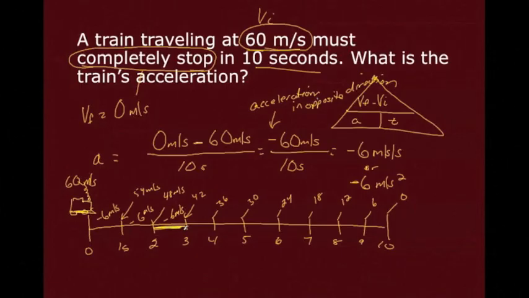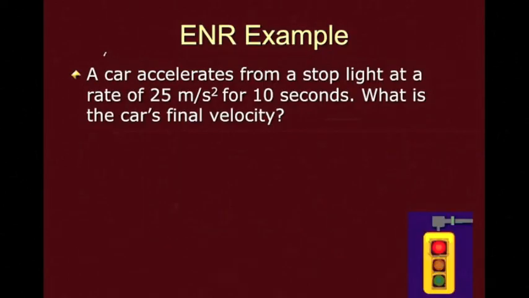Now, just so you know, you're going to remember that acceleration in the opposite direction is indicated by the negative sign. Okay, that's a reminder there. Don't forget that. Negative in physics means opposite direction to the original direction. Okay, let's look at another example.